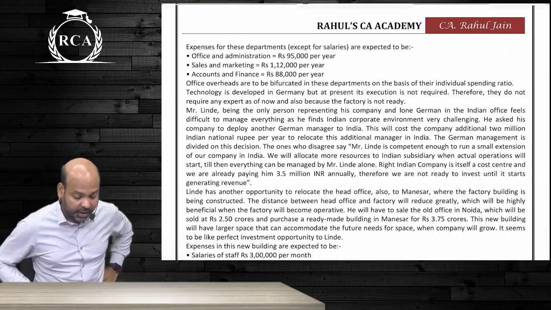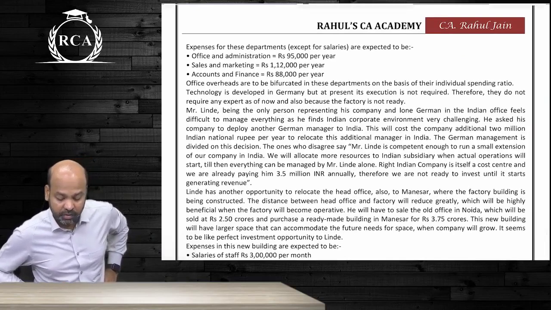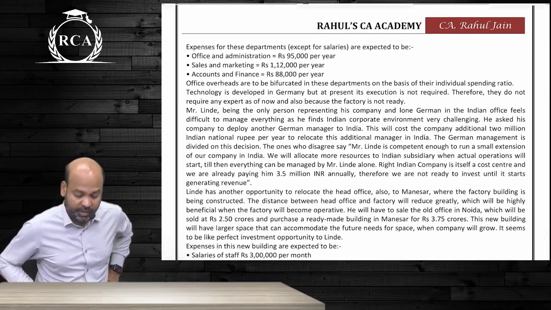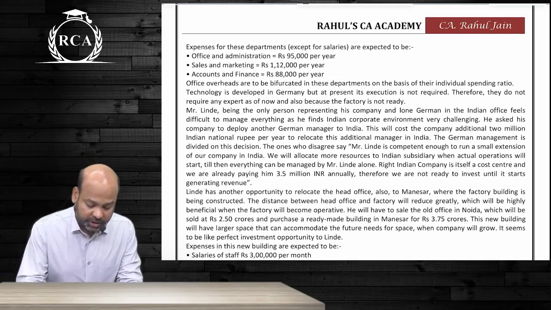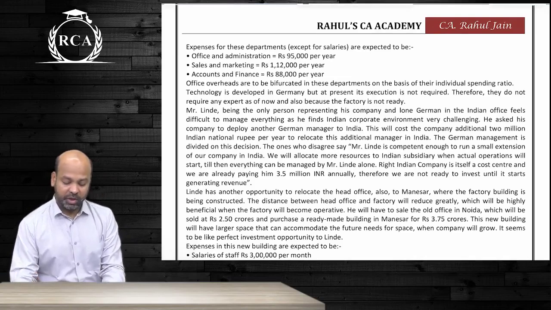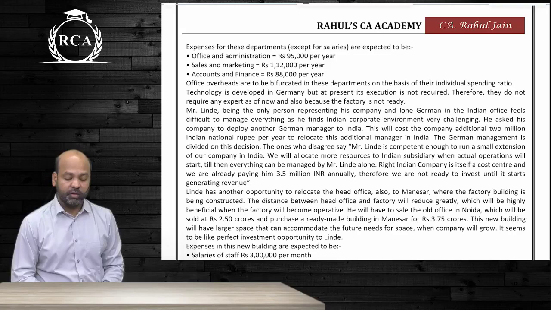Accounts and finance 88,000 per year. Office overheads are to be bifurcated in these departments on the basis of their individual spending ratio. Technology is developed in Germany, but at present its execution is not required. Therefore, they do not require any expert as of now, and also because the factory is not ready.